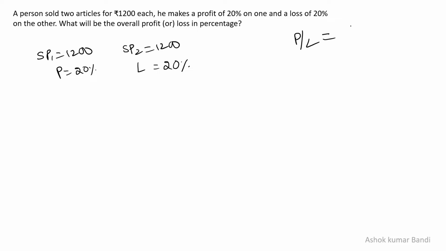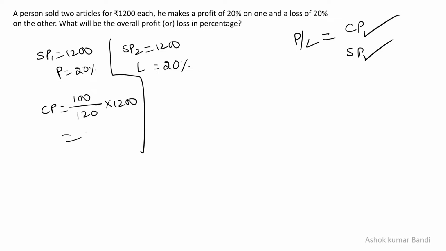First of all, find out how much he is spending on buying both of them, then find out how much he is getting after selling both of them. So here CP is going to be 100 by 100 plus profit into your SP. That means for this one, the first part, 1000. That means actually he is buying it for 1000 but selling it for 1200. That's why he is getting 20% profit.